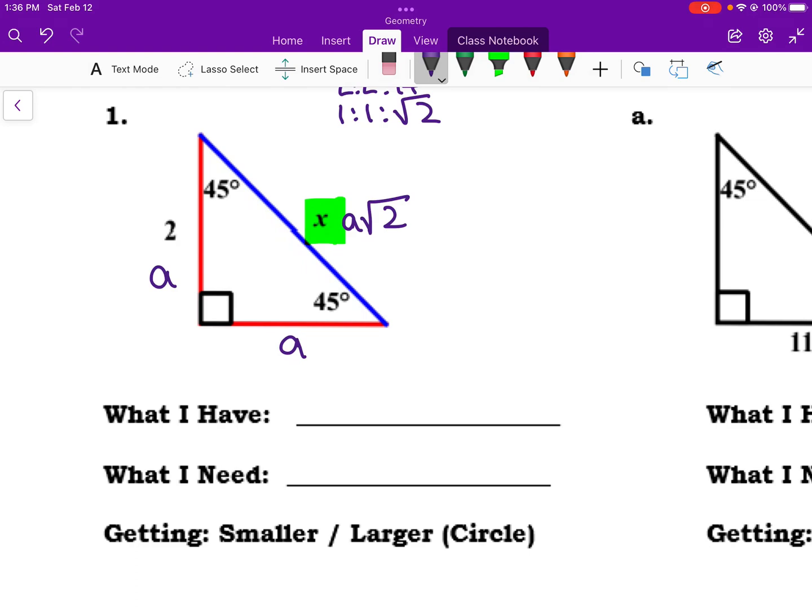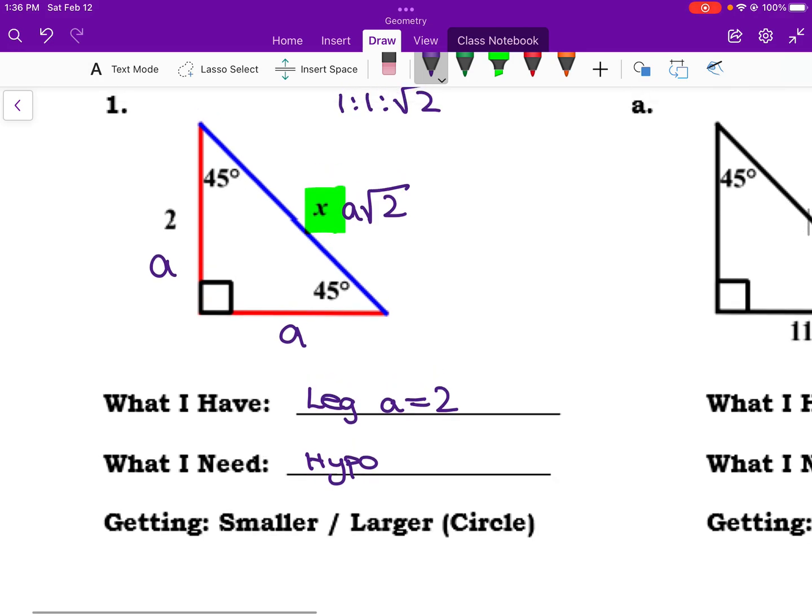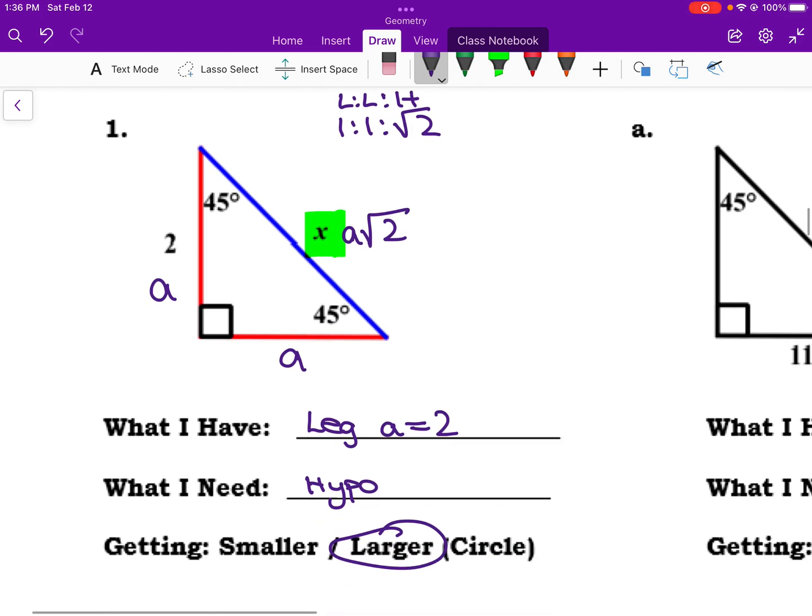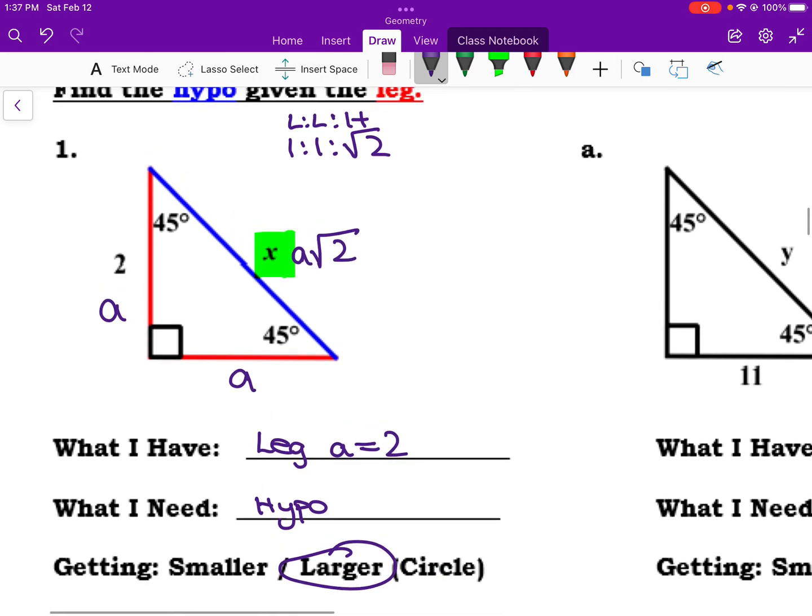So in this case, we know that the leg A has a length of 2, and we want the hypotenuse, as the prompt was asking us for. So we know if we're going from leg to hypotenuse, we're getting larger. Okay, I guess we'll just do the work up here. So if we know that A equals 2, that's literally just by our designation here, then my hypotenuse, which is A root 2 over here, would be 2 root 2.